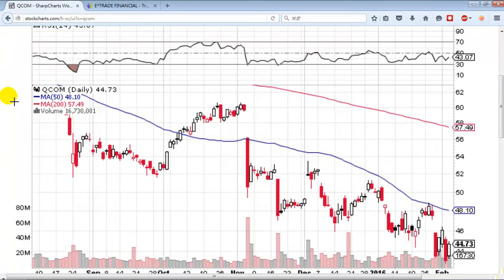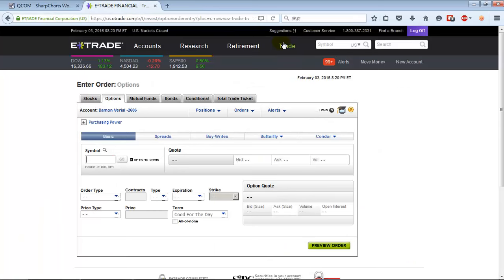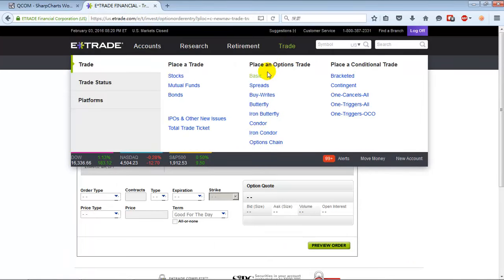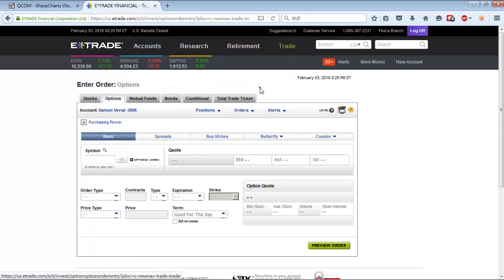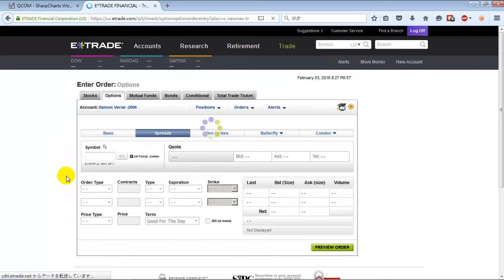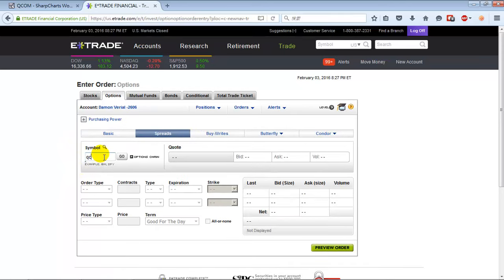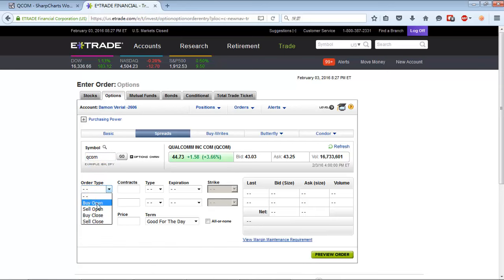Now when you open a calendar spread, you generally want the strike prices to be at the money. So whatever is closest to the current price of the stock is the strike price you want. So you're going to go to your brokerage firm, open the options trade menu and click on spreads. Once done, you're going to enter your ticker and you're going to buy and sell. You're going to buy to open and sell to open.